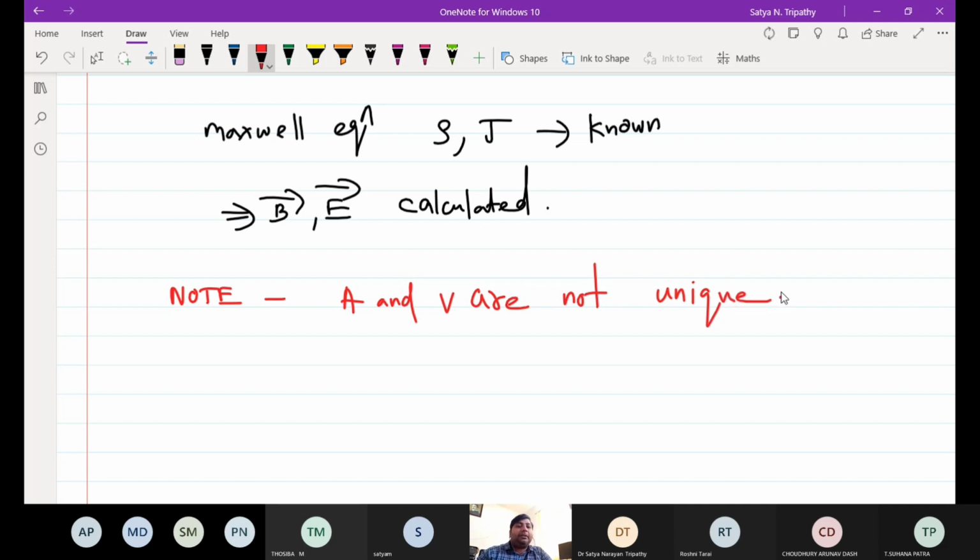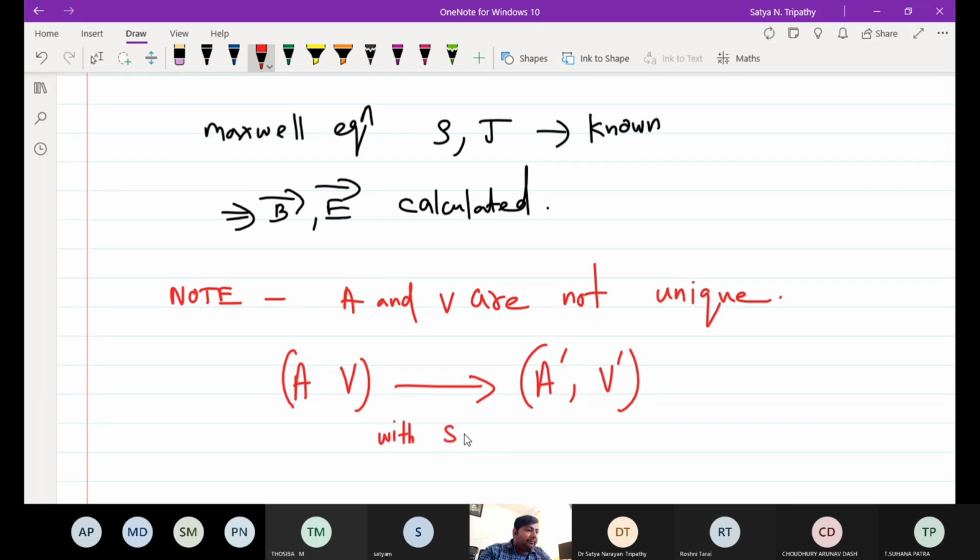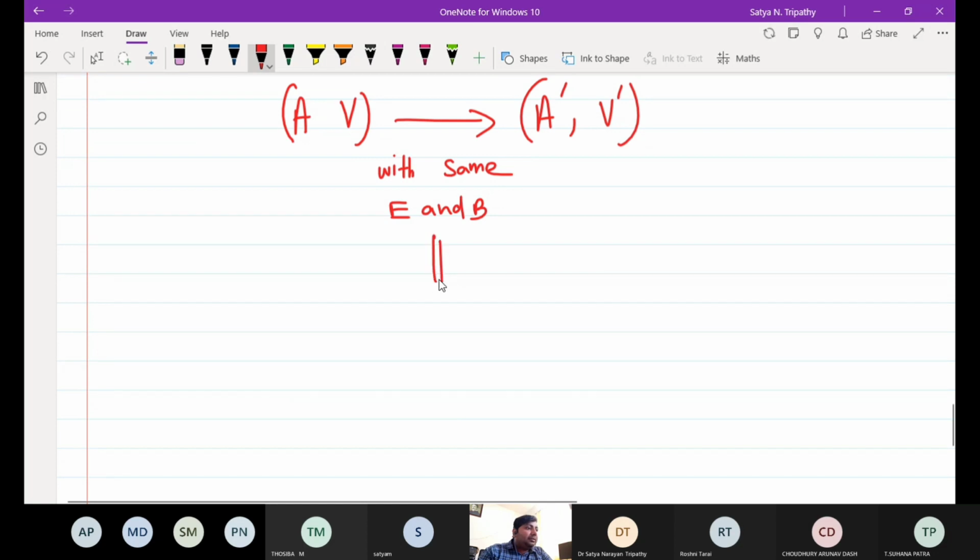All of you clear about this point? Yes, sir. Okay, so this is very important: you can create the same electric field and same magnetic field with different potentials. You can have one set A, V, and you can go to another set A dash, V dash, with the same E and B. This is called gauge transformation.